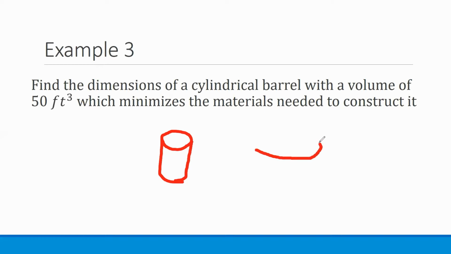We can make the cylinder really short and wide, and it could have 50 cubic feet. Or we could make the cylinder taller and thinner and have the volume be 50 cubic feet. We have to figure out the dimensions of the cylinder whose volume is 50 cubic feet, which minimizes the materials needed to construct it.